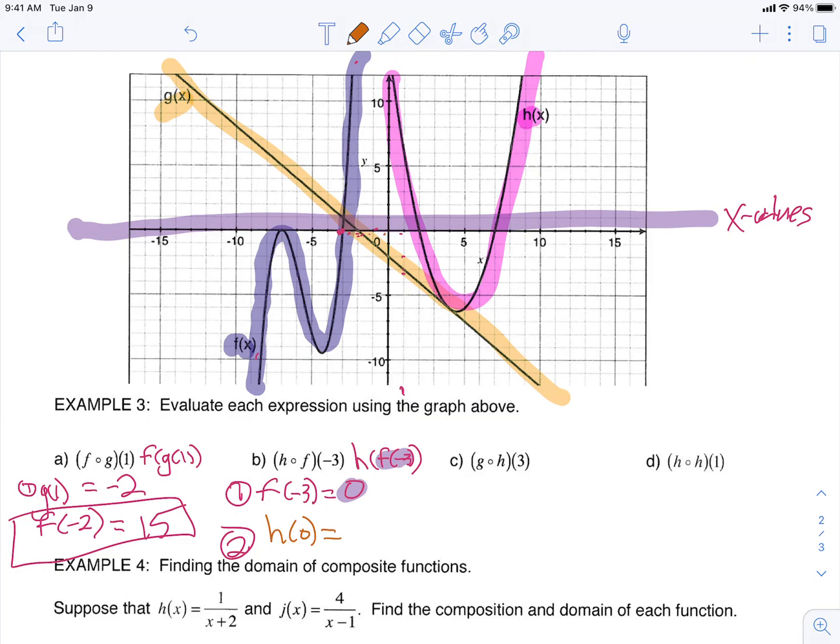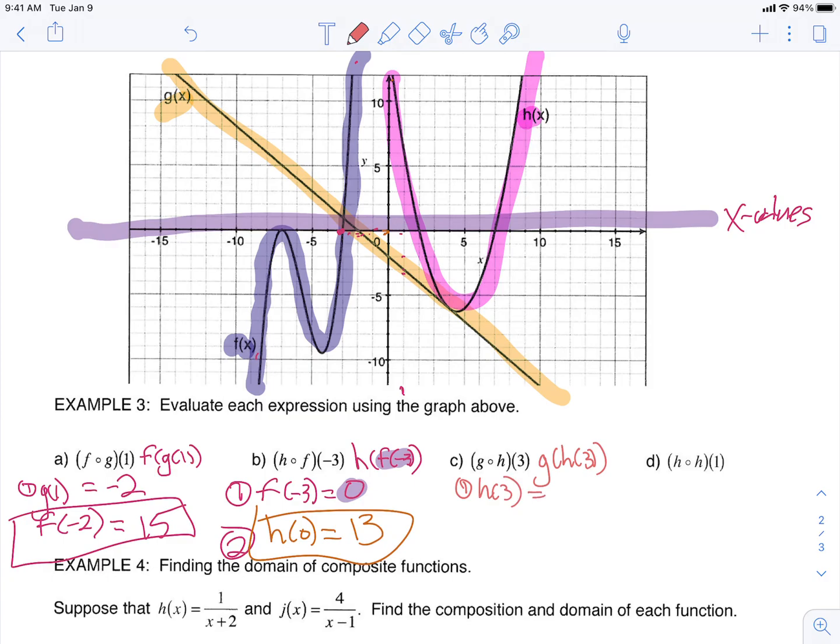Well, here's where x is equal to 0, and here's my h function. And I would say we'd be pretty safe to say that it happens at 13, okay? I apologize for going off the graph, but it's real tricky to come up with these problems. g of h of 3. So first we got to find h of 3.